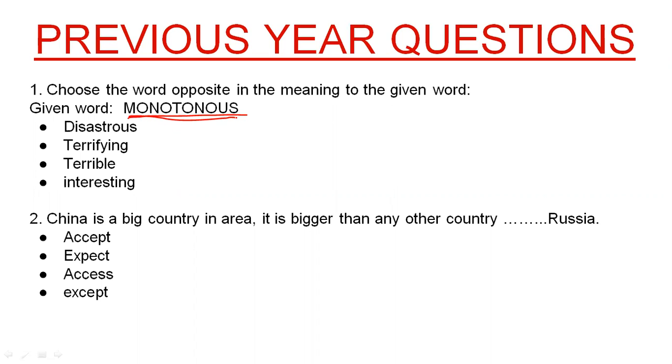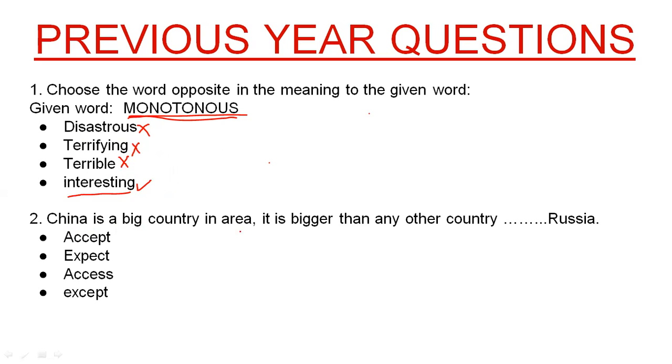I told you to read the dictionaries and a lot of word meanings so that you get familiar with the vocabulary section. Monotonous means that boring thing. So we have to choose the opposite of boring. Disastrous, no, disastrous cannot be the opposite of boring or monotonous. Terrifying, not at all. Terrible is also not going to be. Interesting, yes, something which is boring and the opposite is interesting. So the correct answer will be interesting. Let's see the question number 2.